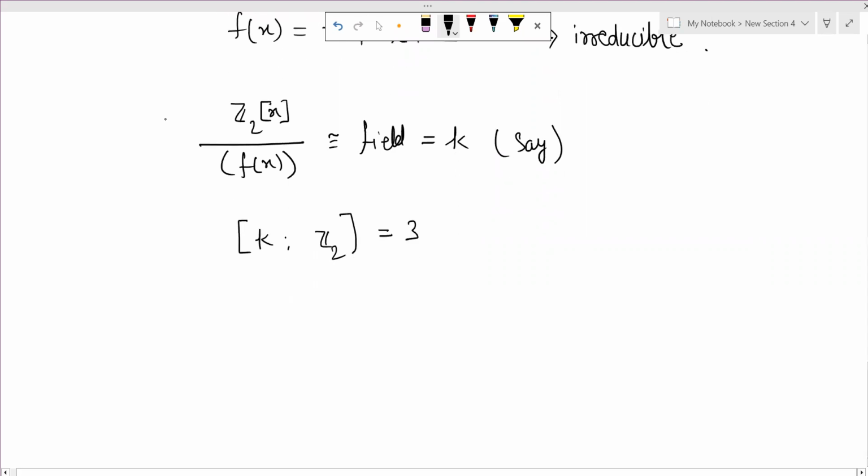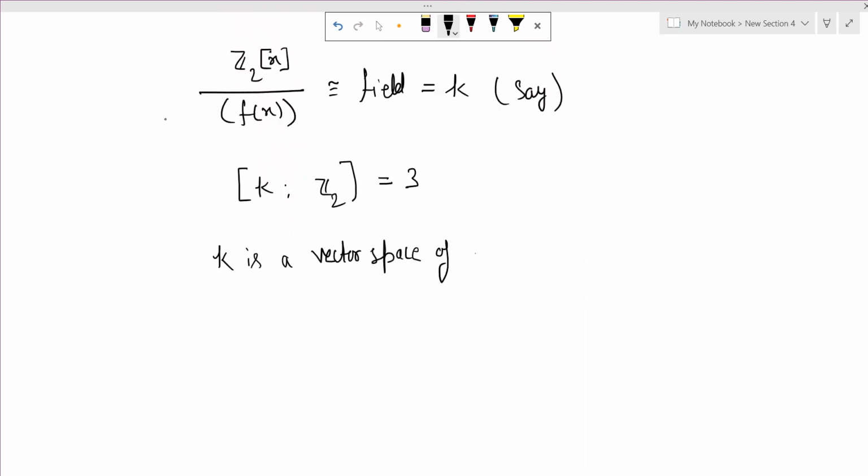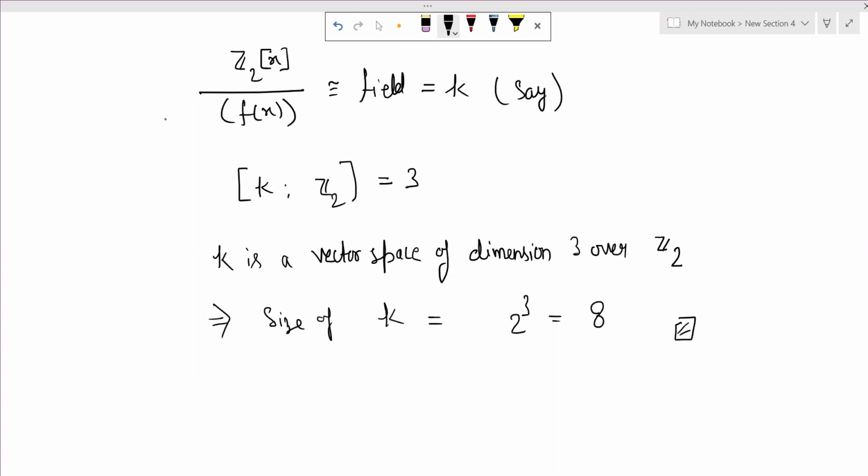So what does this mean? K is a vector space of dimension 3 over Z2, right? So this means the size of K equals 2 to the power 3, which is 8. So we are done. I gave you a field of size 8 also.